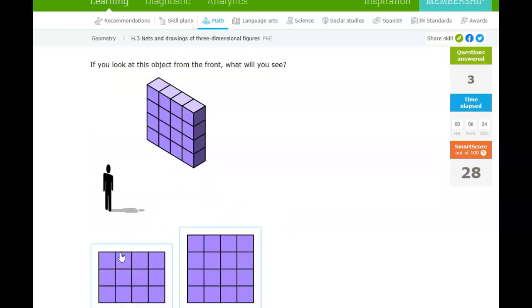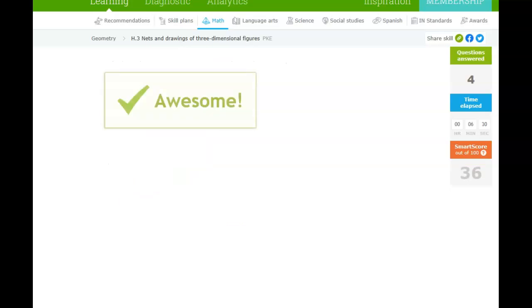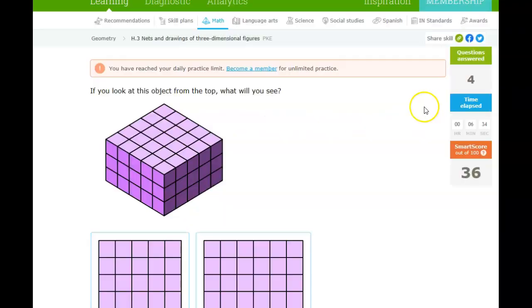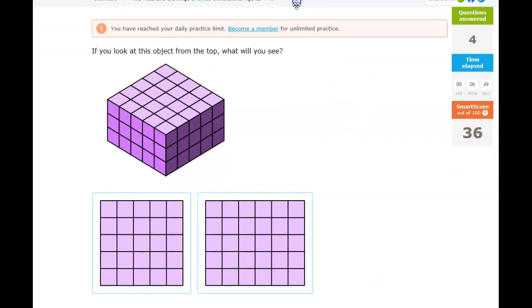Okay, they want us to visualize if we're looking at the front of this, so we're standing here, which one of these do we see? Looks like that one. If we had to go and do this one, it says if you look at the object from the top, which one will you see? It looks like we've got 5 by 5. And I don't know if we can, let me move this down. So that would end up being here, but it says we've reached our limit.